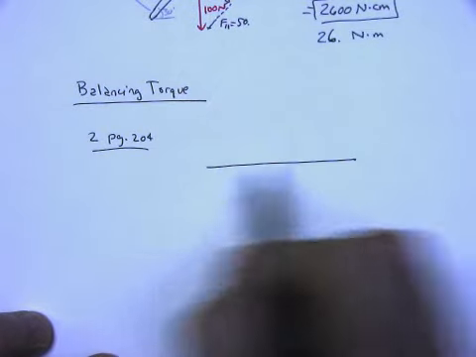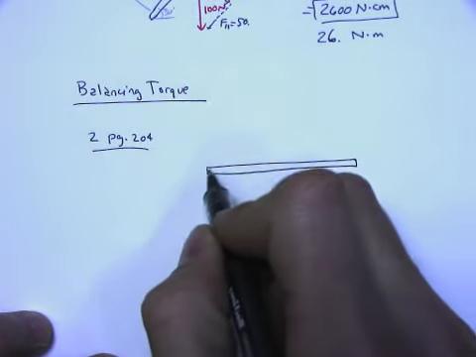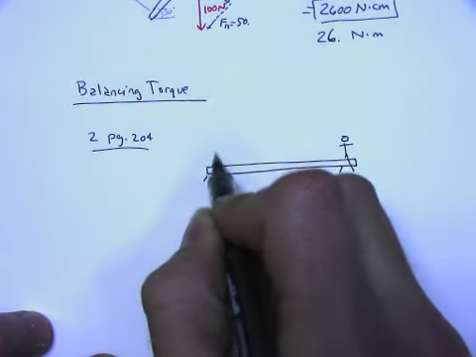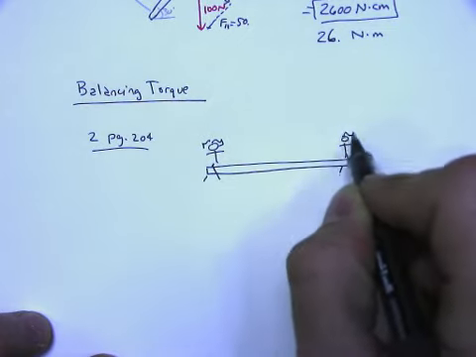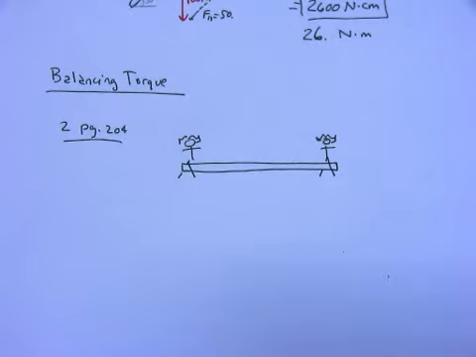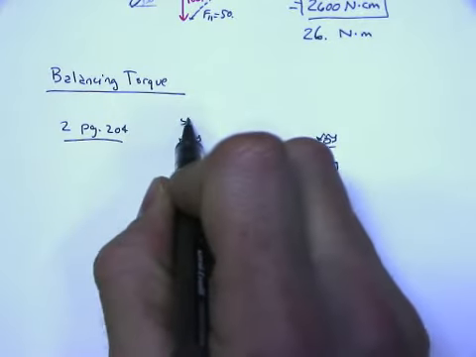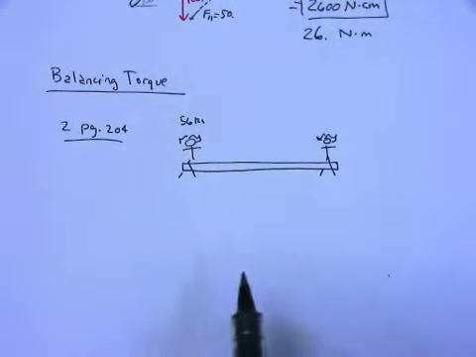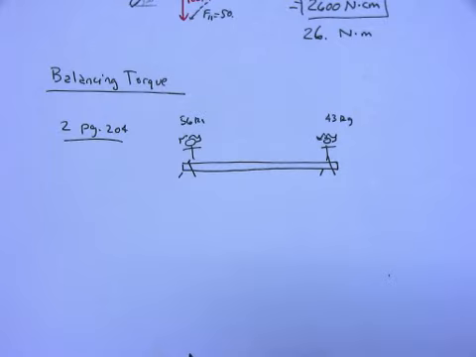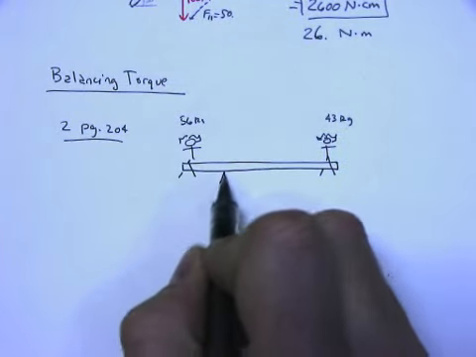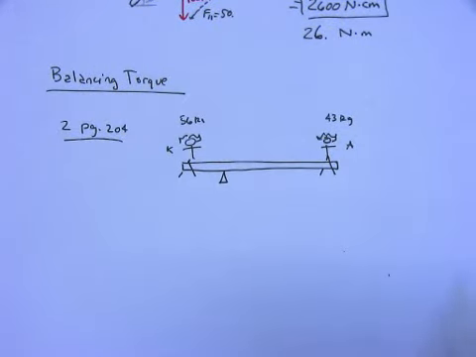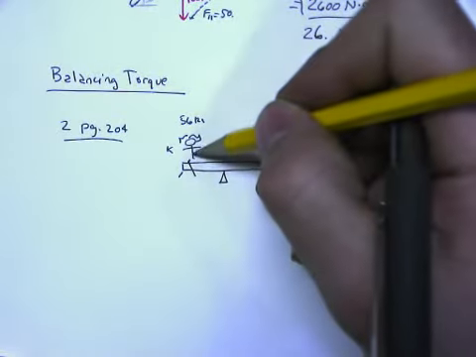It's got two young ladies sitting on a seesaw. Carrie Ann is 56 kilograms and Aisha is 43. And it says, where are you going to place the pivot? I know that I'm going to place it closer to Carrie Ann and Aisha over here. I'll just put a K and an A. And they do tell me in the problem that it's 1.75 meters long.